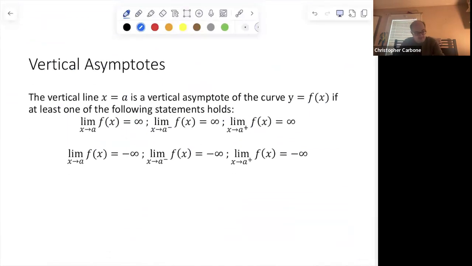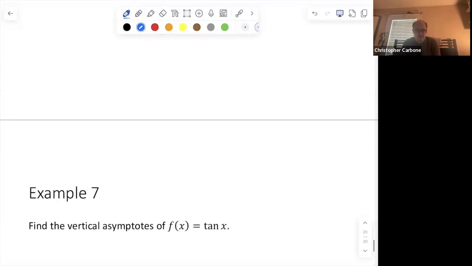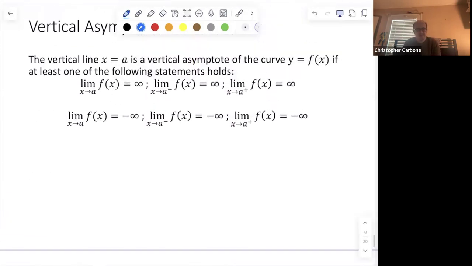Vertical asymptotes. So for this, the vertical line x is equal to a is a vertical asymptote of the curve y is equal to f of x if at least one of these statements holds, where we have left and right hand limits and overall limits being equal to positive infinity or negative infinity. Then we have ourselves a vertical asymptote. I know there's a lot there, by the way, but they all basically read that same way.